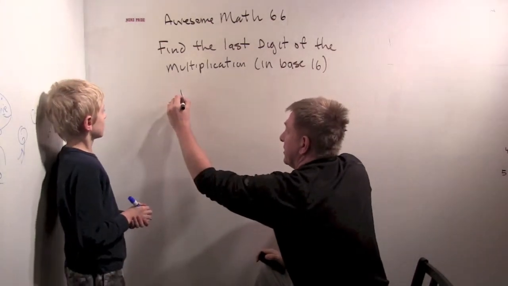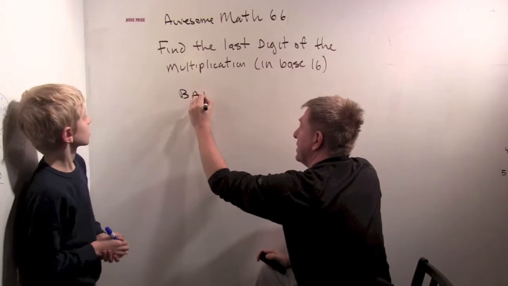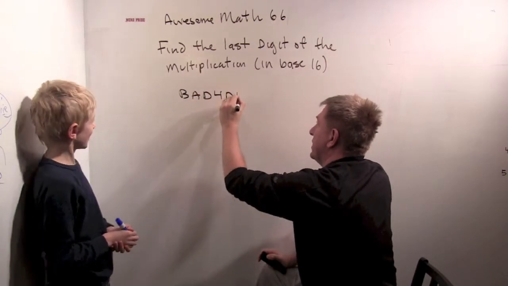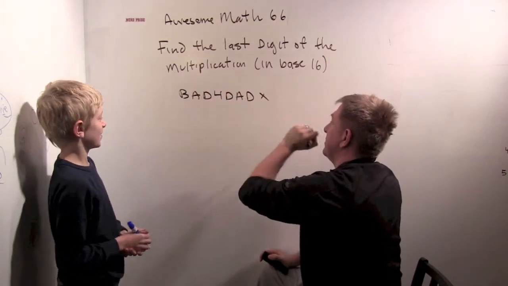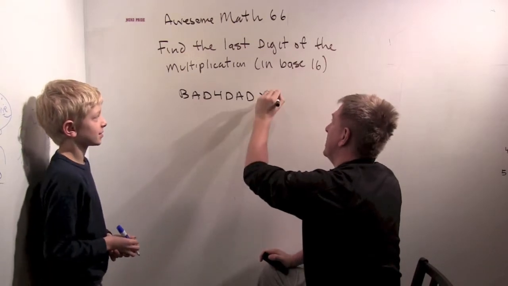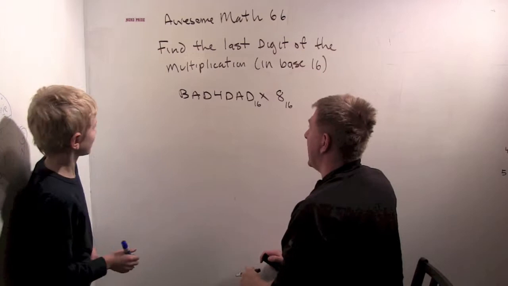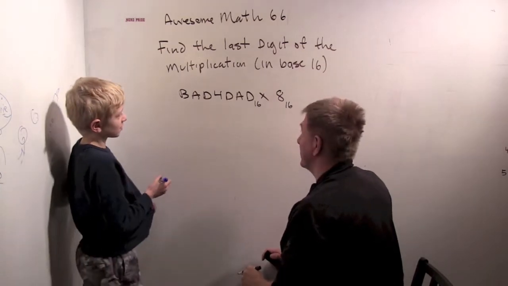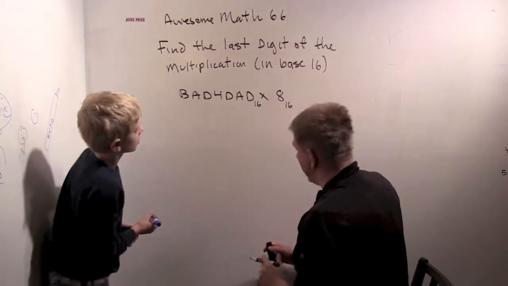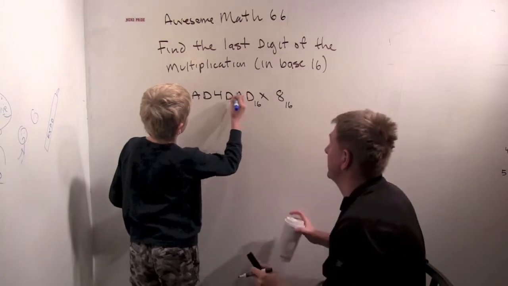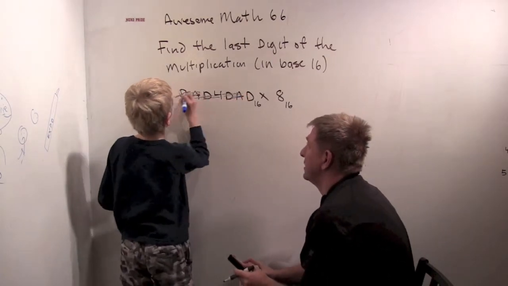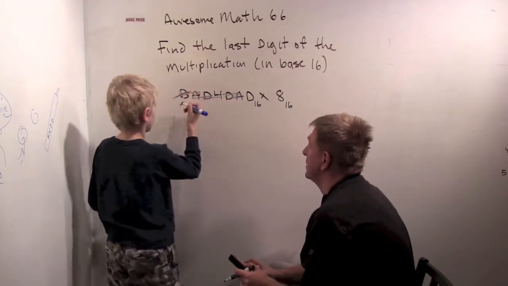It's going to be this number, BAD for DAD times 8 in base 16. BAD for DAD times 8 in base 16. Well, we're just looking only for the last digit. So that means we can cross off all of those numbers, and that's sort of my marker.